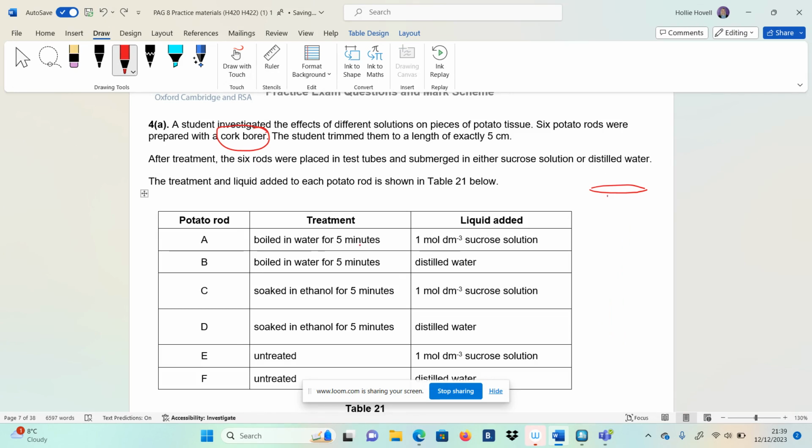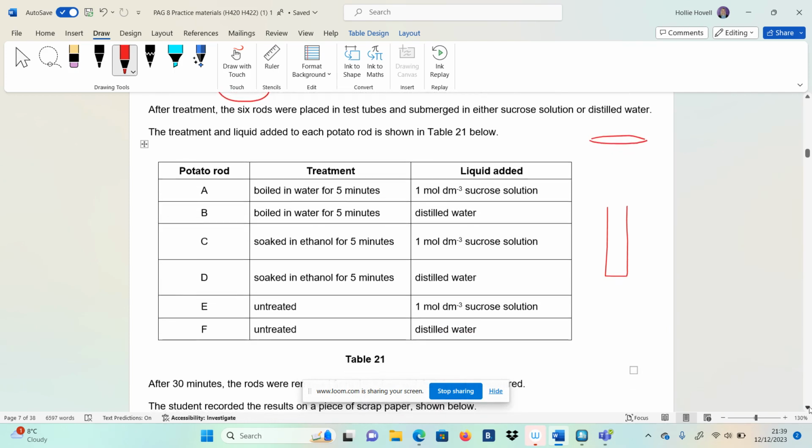So it looks something like this, okay, and you push it through the potato. You can see what I'm trying to do. Push it through the potato and it cuts the cylinder, the cork borer. The student trimmed them to a length of exactly 5 centimetres. After treatment, 6 rods were placed in test tubes, submerged in either sucrose solution or distilled water. Okay, so they didn't do lots of concentrations, they just did sucrose or water. The treatment and liquid added to potato rod is shown in the table.